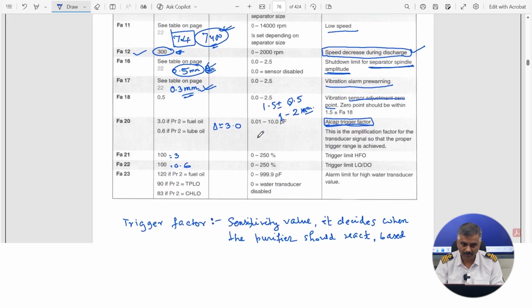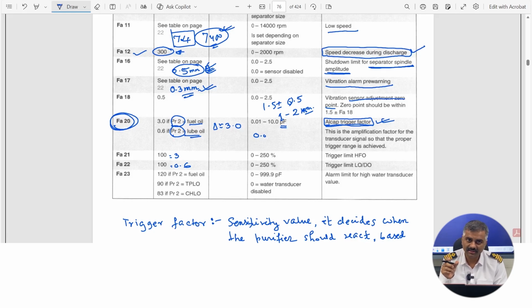Now the most important factory setting is the FA20 value, and this is what we have to understand here. This is the LCAP trigger factor. What is the LCAP trigger factor? In case of fuel oil, in the process parameter, if PR2 is fuel oil or PR2 is lube oil, then the values will change. The unit is picofarads; we can see it is ranging from 0.01 to 10 picofarads. Picofarad is a measure of capacitance.